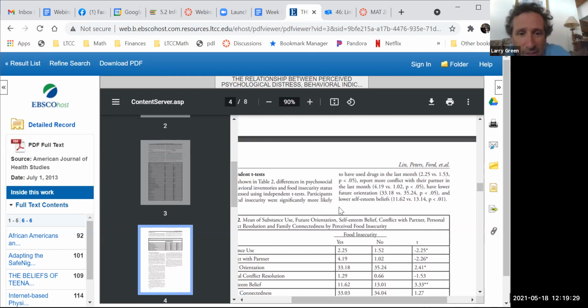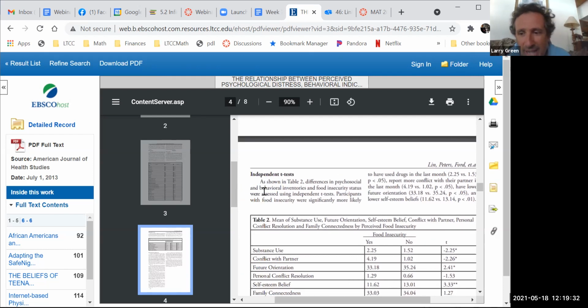And now let me read what it says. I know this might be a bit small, the font and stuff, but I'll read it to you so at least you hear it. As shown in table 2, differences in psychological behavior inventories and food insecurity status were assessed using independent t-tests. So independent t-tests, that's going to be one of the major tests we're going to be using. Next week we'll do independent sample t-tests, which is a little more what they're doing, but I just want to show you what these kinds of things look like.